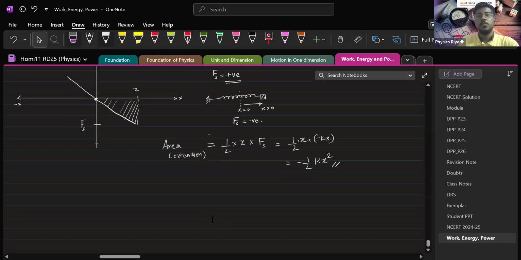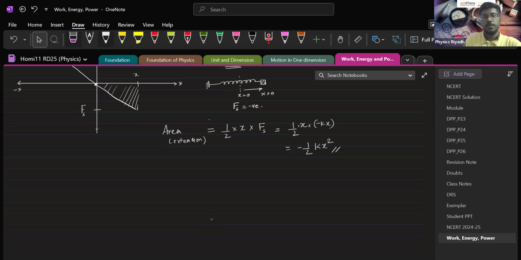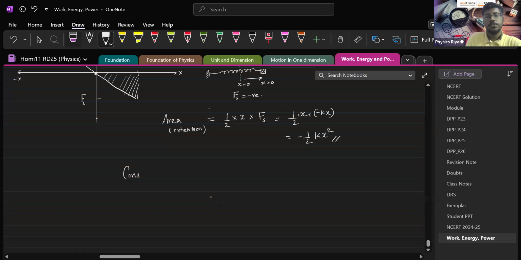One more small point here. If you calculate the energy at different points in the spring, just write a small heading: conservation of energy in an elastic spring. So what does it mean?